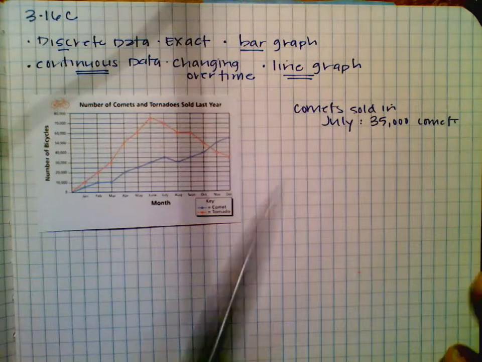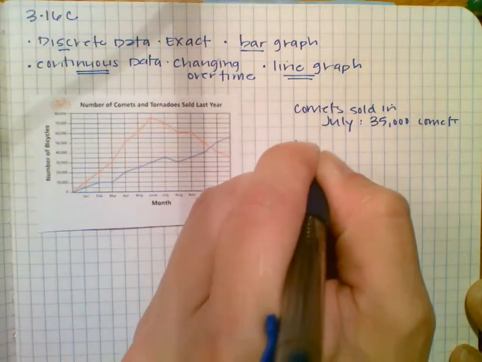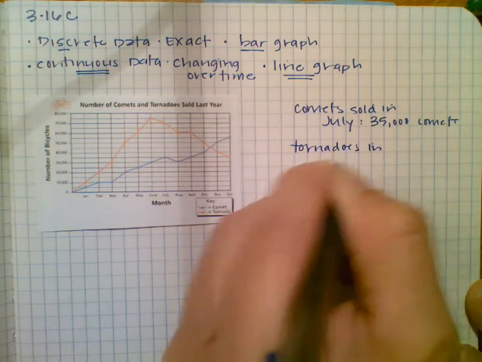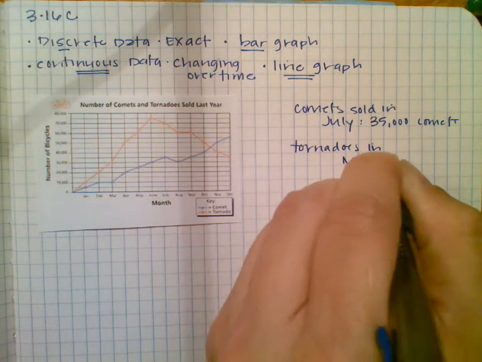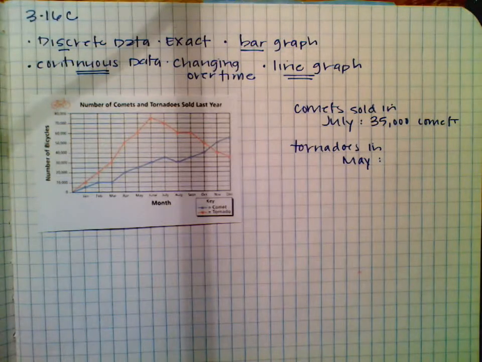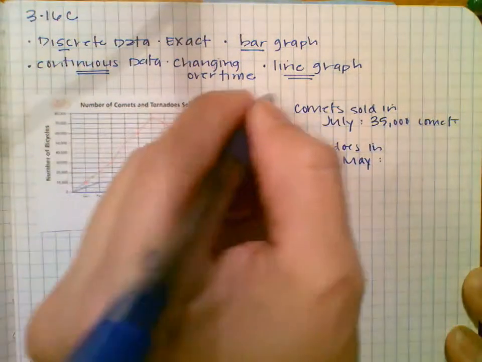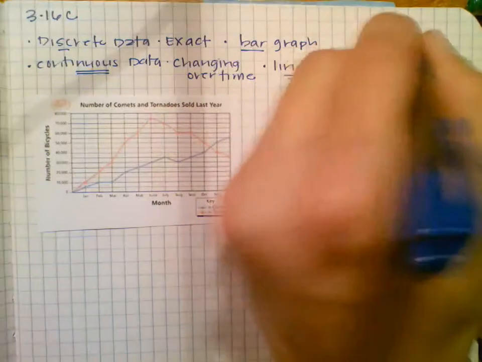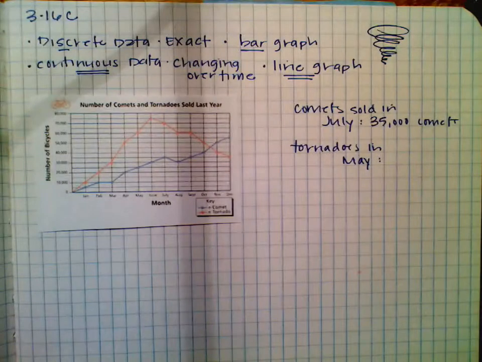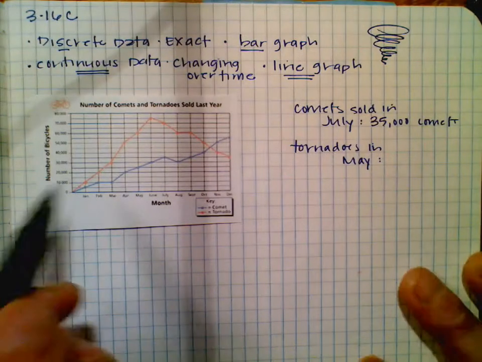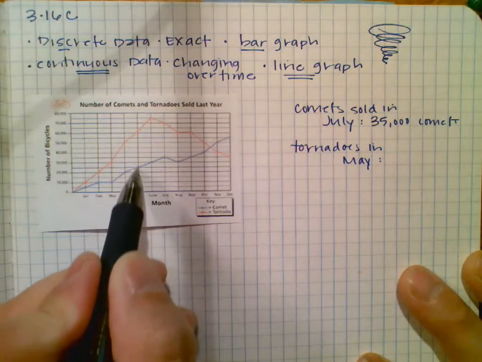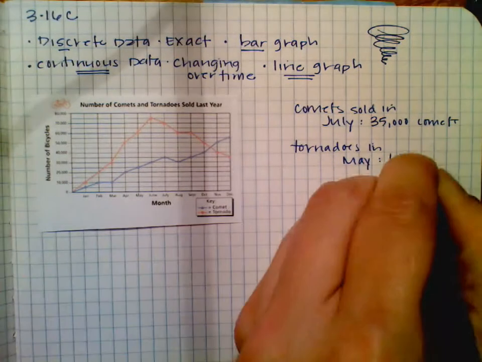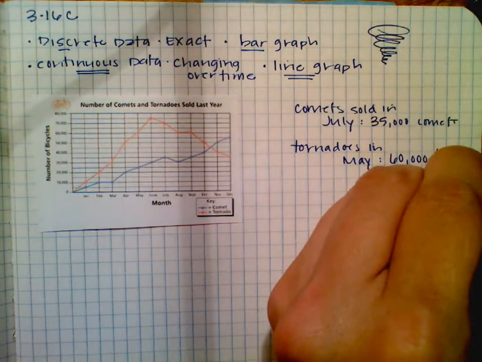If I want to know tornadoes sold in May, I'm just going to write tornadoes in May, and hopefully you know that's not the whipping circles. Wow, sound effects were really helping. But the ones that look like this, not that kind of tornado, but more the bike tornado, we're going to find May, and tornado is red. We're going to go all the way up, and that's going to be about 60,000 tornadoes.